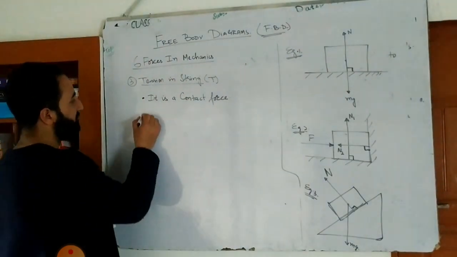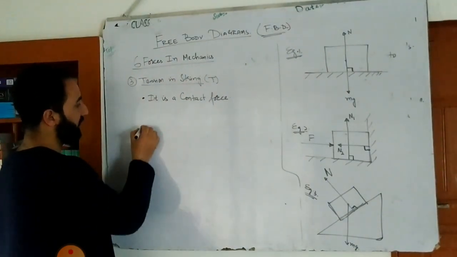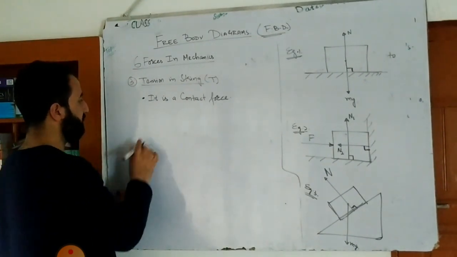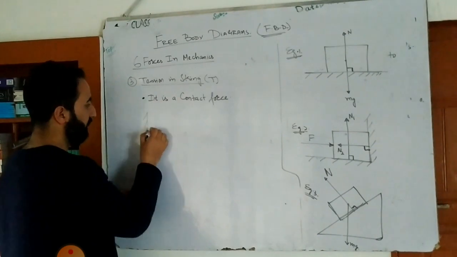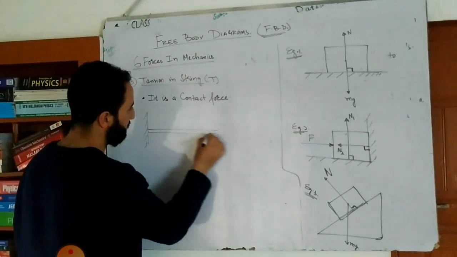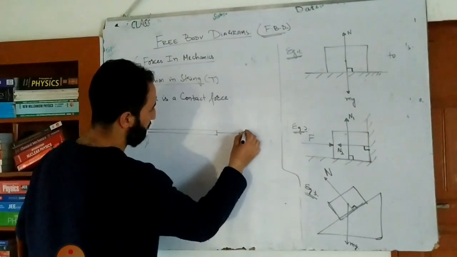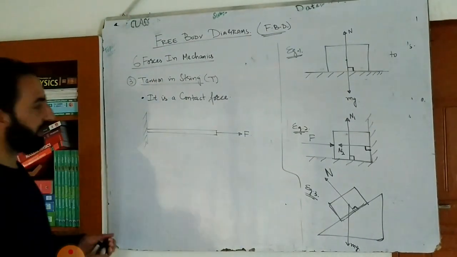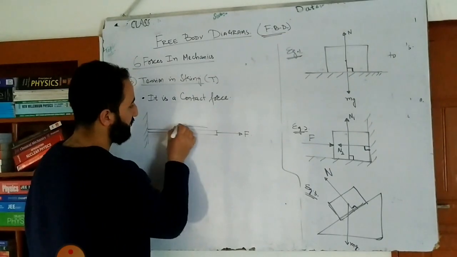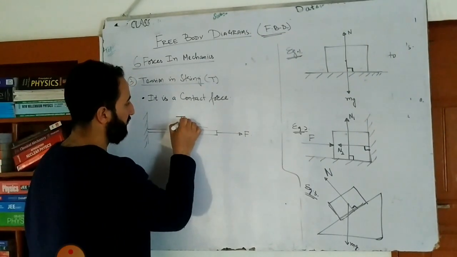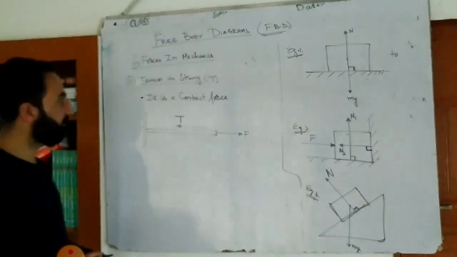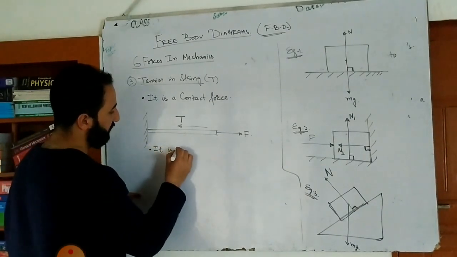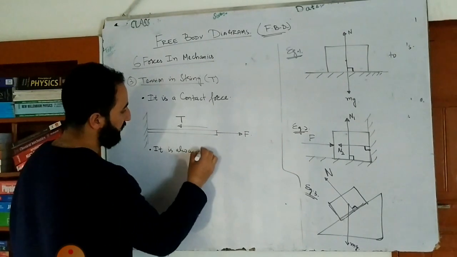So number second is that, for example, here we have this rigid support. Now this is a string, and you are pulling the string in this direction. You are exerting an external force in this direction that is equal to F. Now the string will in turn pull you in the backward direction, in this direction. It's called tension in string. Simple. So next point what I will write is this: it is always pulling in nature.